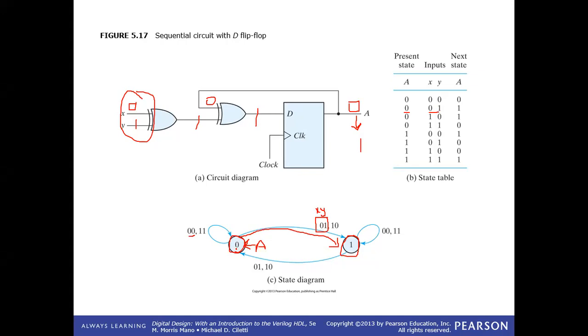Similarly, when it was state 0 and we applied 0, 0 input state, we got back to A0, which was the previous state. Is this okay? Yes, sir. Any confusions now?